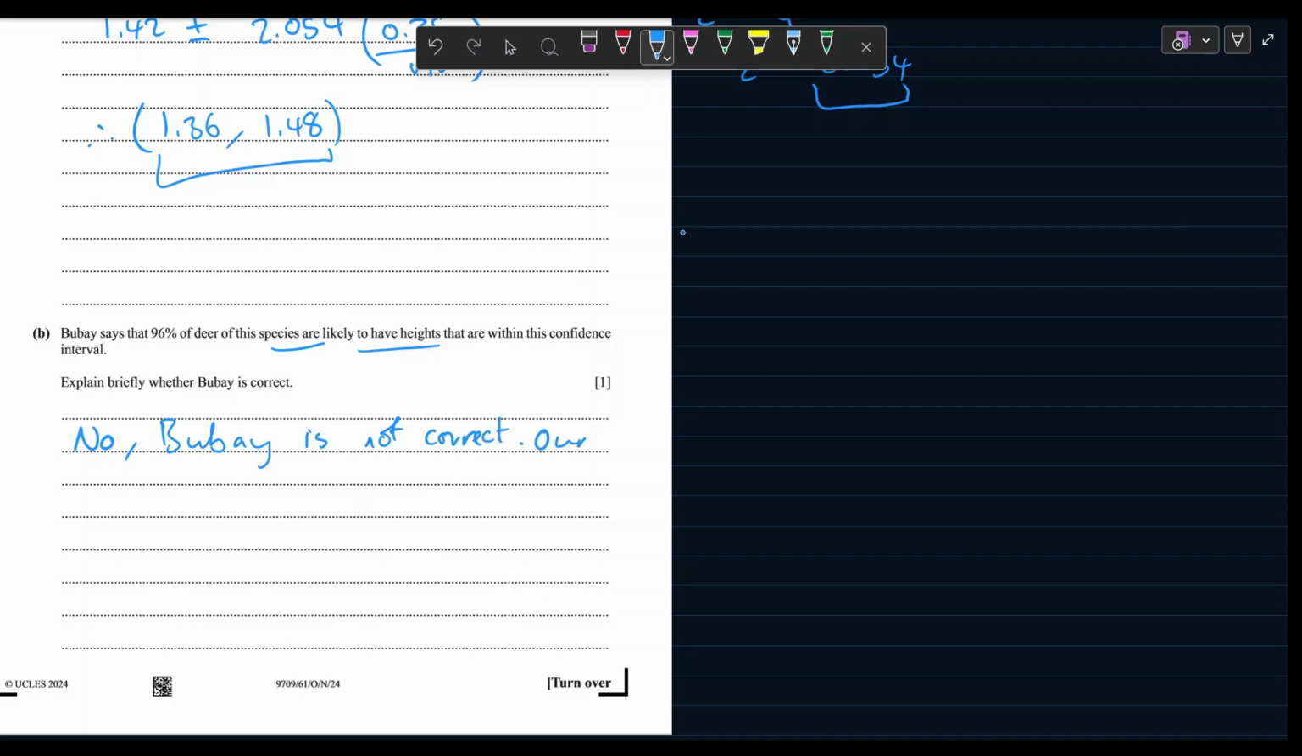Our confidence interval is about the mean, or is focused on the population mean, whilst Bube here is focused on the individual deer.